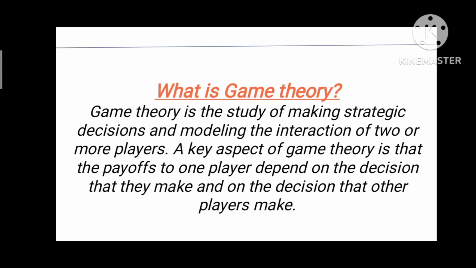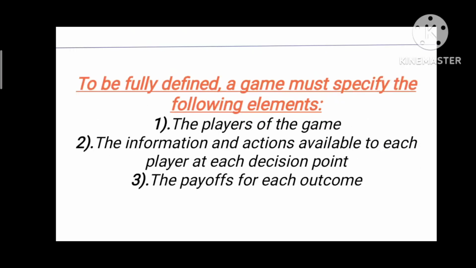A key aspect of game theory is that the payoffs to one player depend on the decisions that they make. It means that the most important thing is payoff. I'm going to tell about payoff in the next slide. But the main key aspect in game theory is the payoff. Every player should have a payoff, depending on their decisions, their playing, and their way to play a game. Okay, let's get to the next topic.